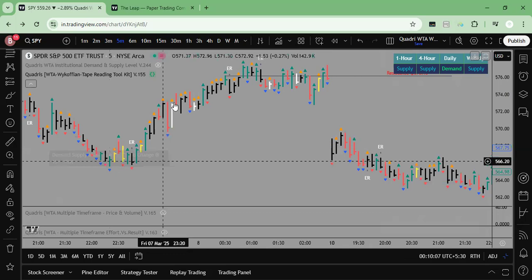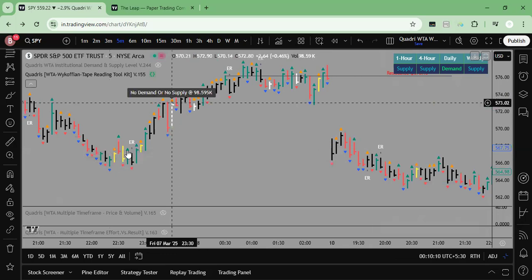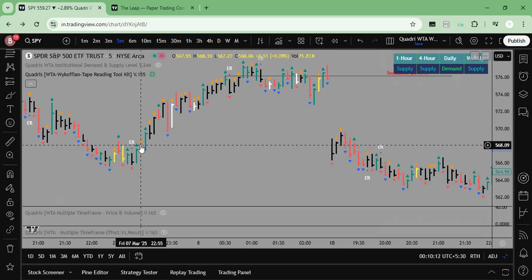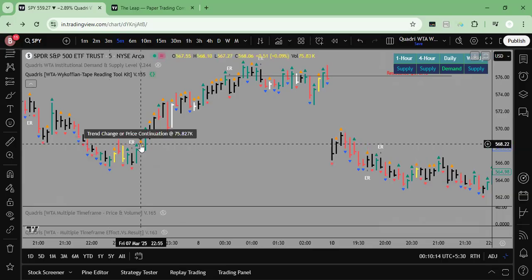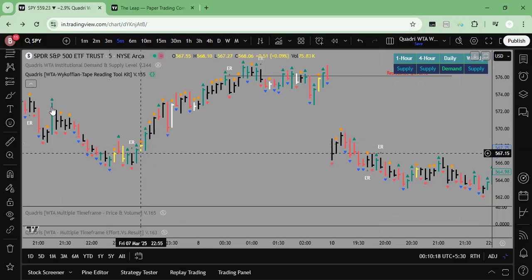Only in the case of yellow and white bars, you have to bring it on the high of the yellow candle and it will tell you this is a trend continuation or price continuation kind of candle. So as we are approaching downwards, what would be my interpretation? We got supply demand imbalance price bars.